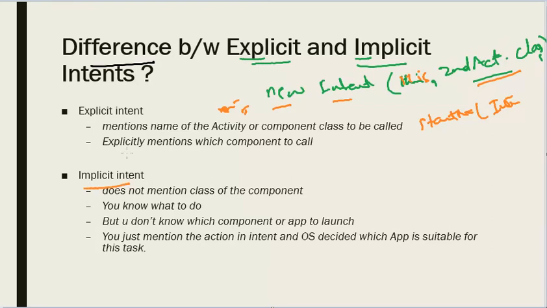Now, implicit intent. Implicit intent is used when you don't know the name of the component.